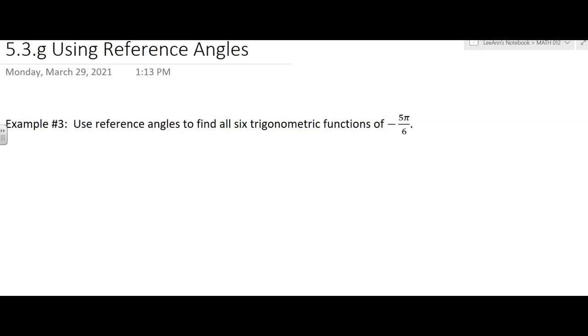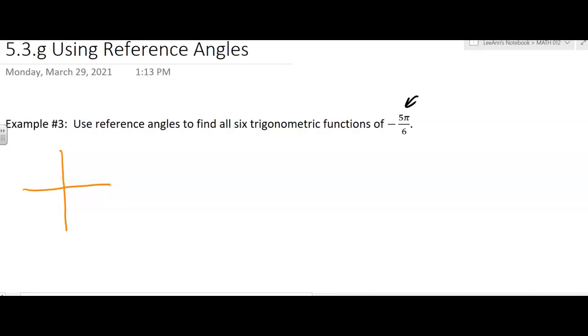Okay, so we're going to use reference angles now. They want me to find all 6 trigonometric functions of negative 5 pi over 6. So first let's draw this out. Where is negative 5 pi over 6?